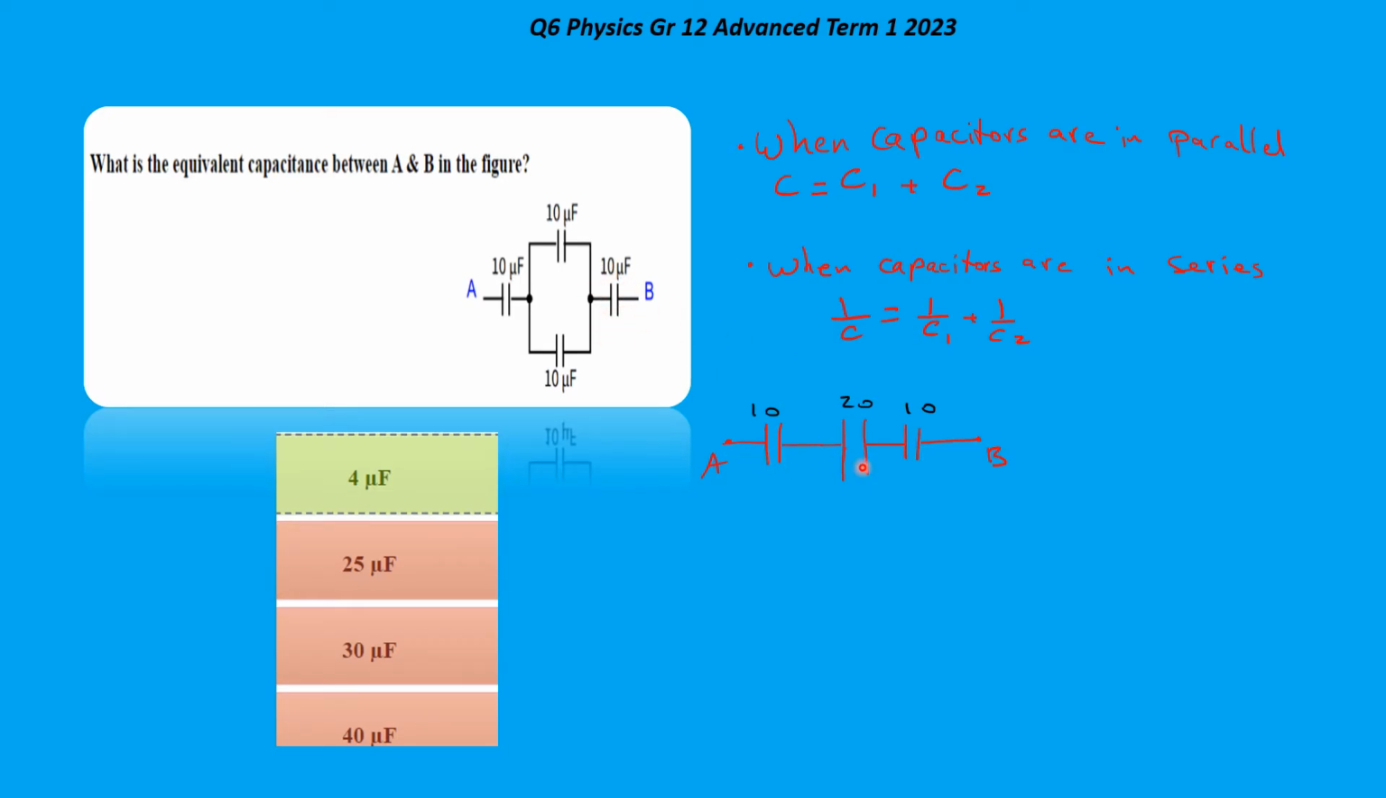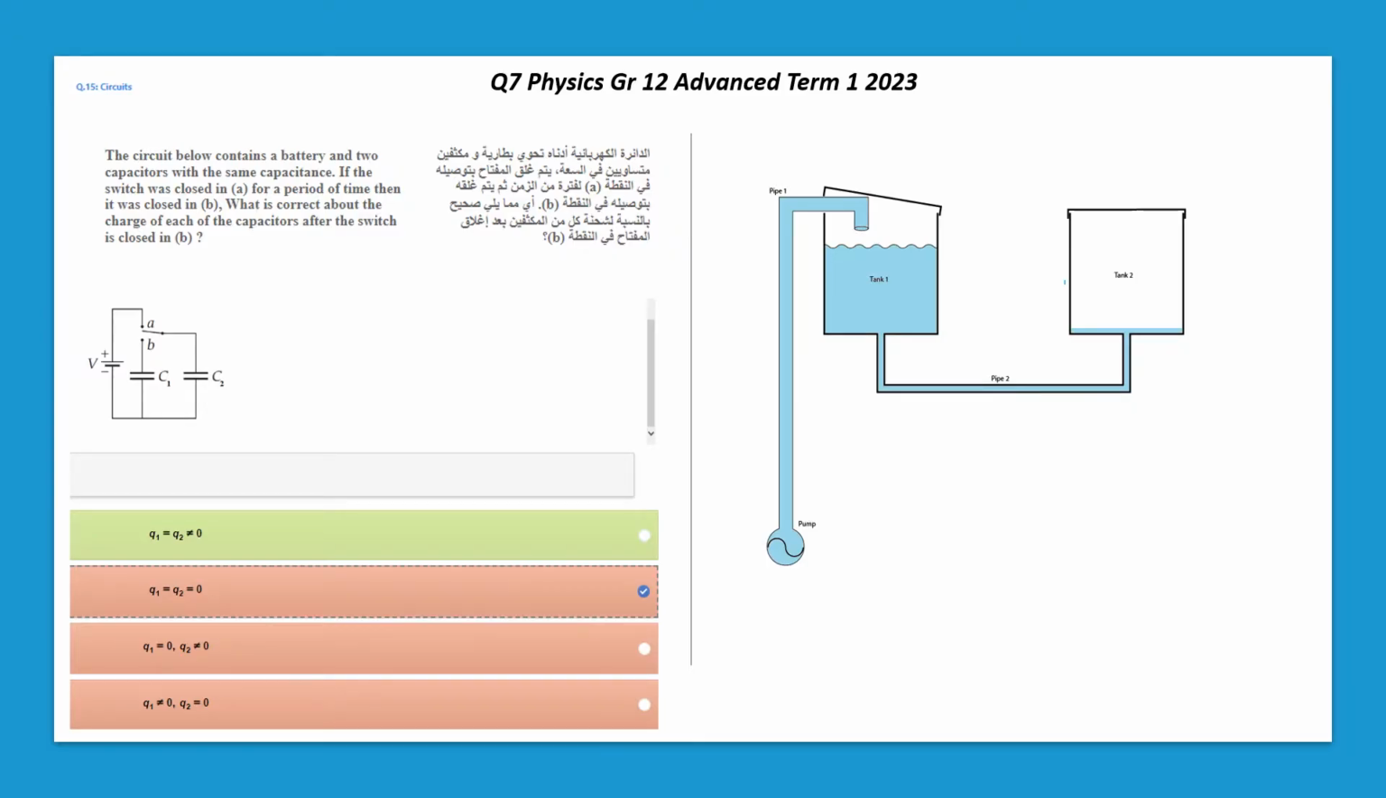Now all of them are in series, so we need to apply that equation. So here we're applying that equation. 1 over C equivalent is equal to 1 over 4. And without forgetting to do the reverse of that equation, the answer is 4 microfarad. Here we continue with the next question.